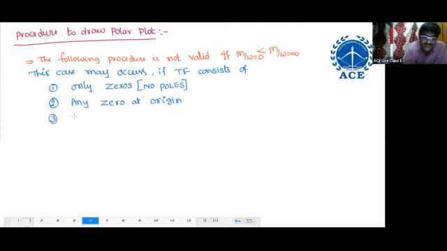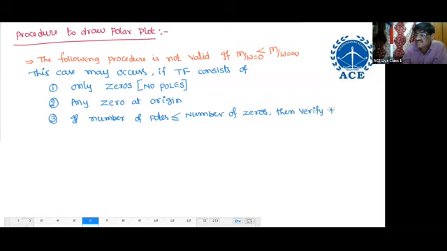Third one, if the number of poles is less than or equal to the number of zeros, then verify the magnitude at omega equal to 0 and omega equal to infinity.